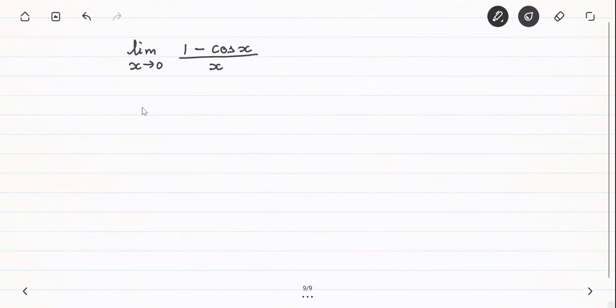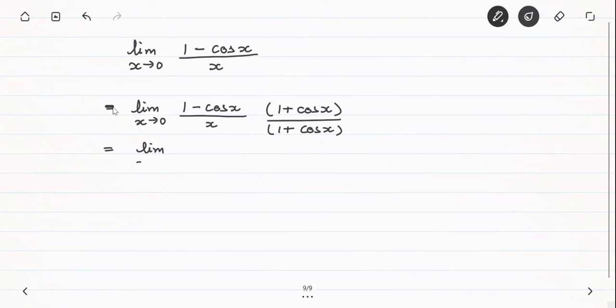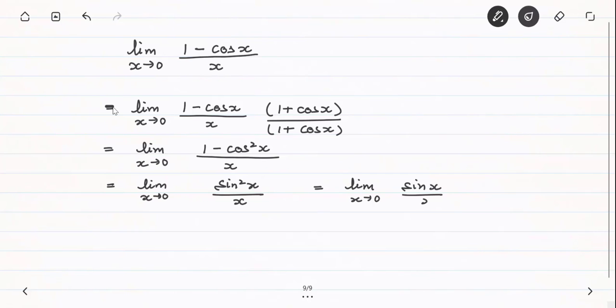Now we have to find the limiting value of 1 minus cos x upon x when x approaches 0. So let's begin. So firstly we will rationalize the term by taking 1 plus cos x in numerator and denominator. Then we will get 1 minus cos square x in numerator. Then we have sin square x upon x. So now we can distribute the limit, and we already know the limit of the first one, and we know that sin 0 is 0.